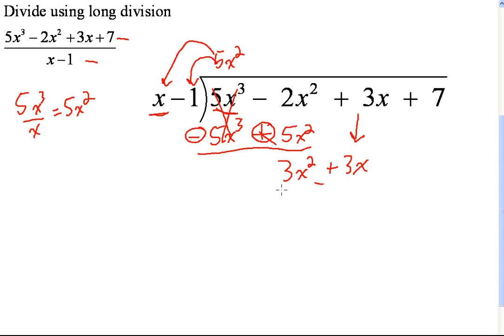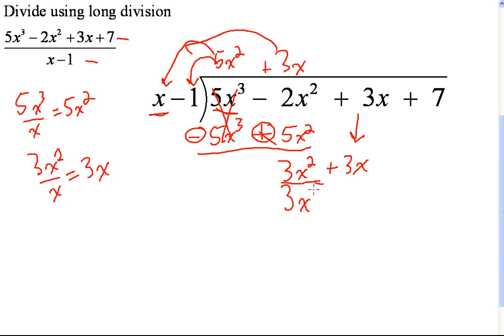Now I'll compare the x to 3x squared, and I'll ask myself, what times x is 3x squared, which is 3x, positive 3x. And again, if I'm not sure of that, I can divide this term by the first term, and I get 3x squared over x, and that's 3x, and that's what we had figured out in the first place. So again, now I take the 3x and I distribute that. So 3x times x is 3x squared. And again, look, they match up. We planned that. And 3x times negative 1 is negative 3x.